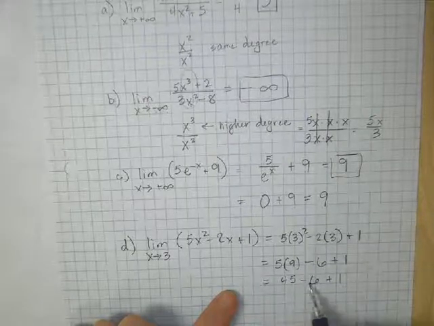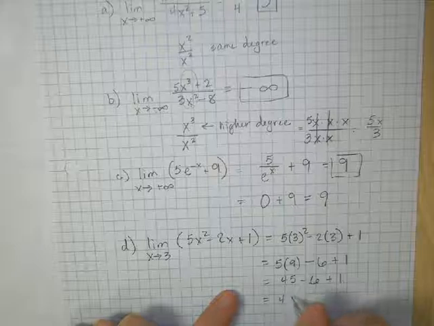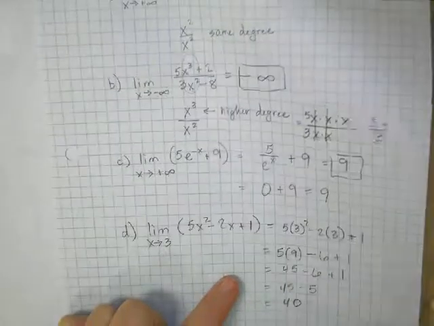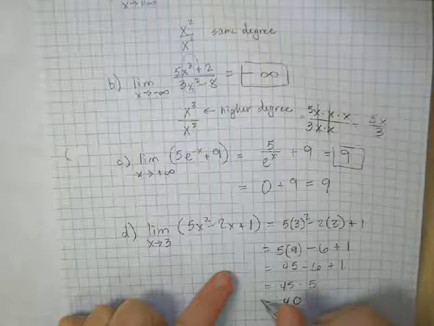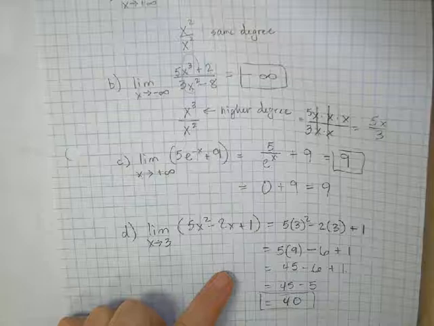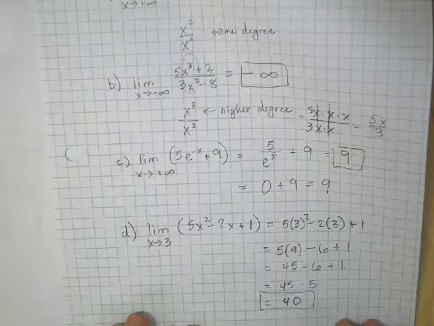I'm going to put these two together. 45 minus 5 gives me 40. So that has a limit of 40. So as x approaches 3, y approaches 40. And I get it just by substituting it in. All right, that was level 3.